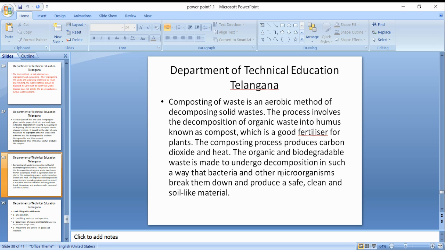When the organic waste is changing, it produces CO2 and heat. The organic and biodegradable waste is made to undergo decomposition in such a way that bacteria and other microorganisms break it down and produce a safe, clean product. In this we can use two methods: the Bangalore method and the indoor method. The Bangalore method is generally preferable.